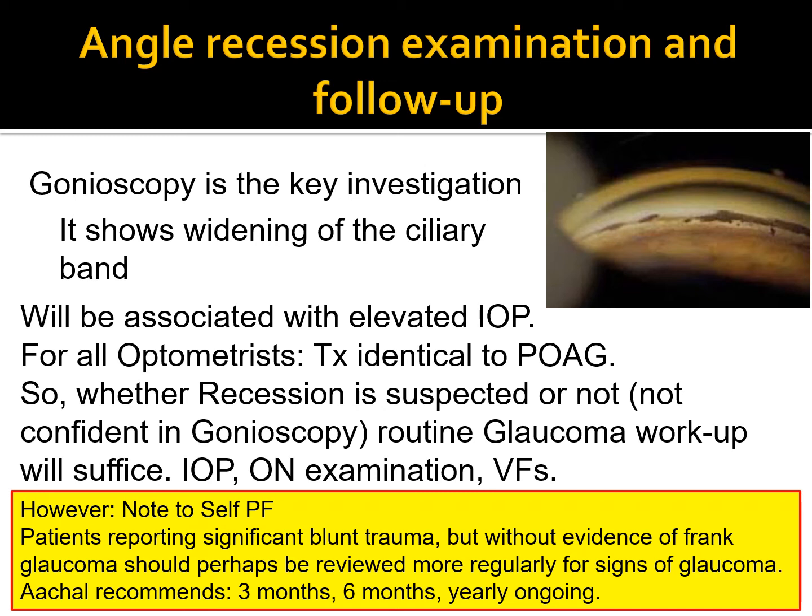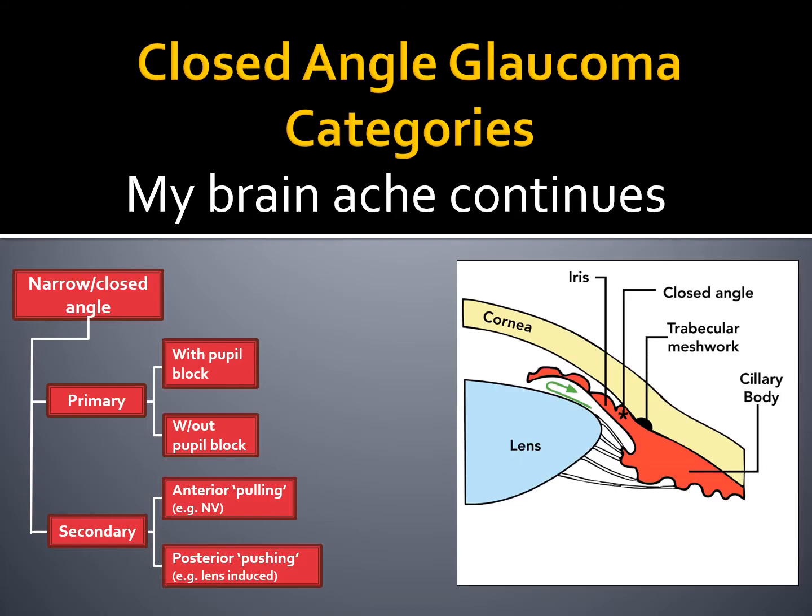Perhaps someone who's had real blunt trauma, not just the odd knock, but serious blunt trauma, we should perhaps be reviewing them more regularly for signs of glaucoma, perhaps 3 months, 6 months, or yearly. So, closed angle glaucoma categories. Again, this is what we had at the very beginning of the talk.